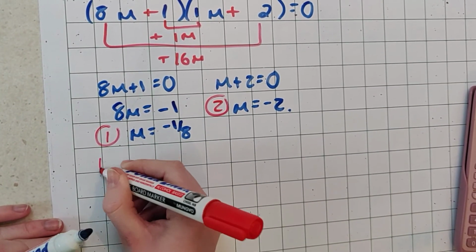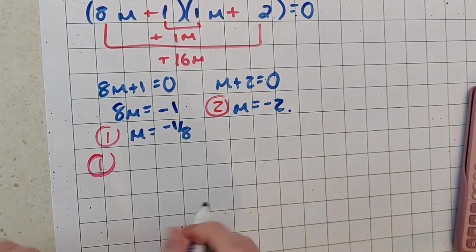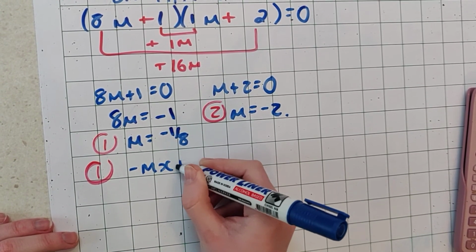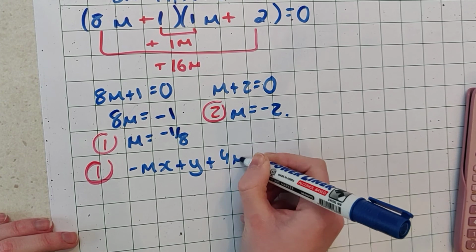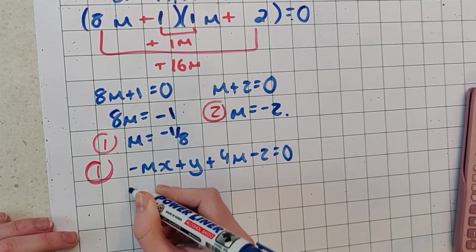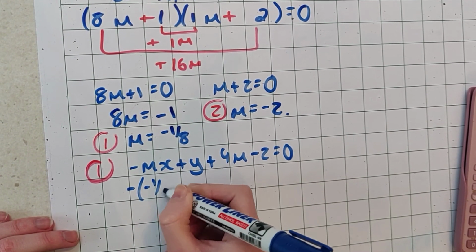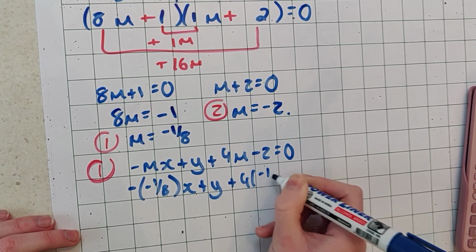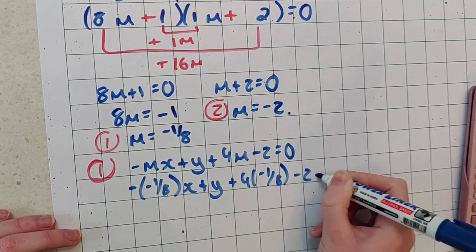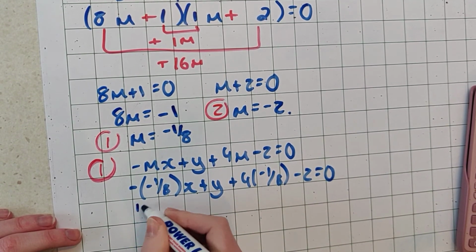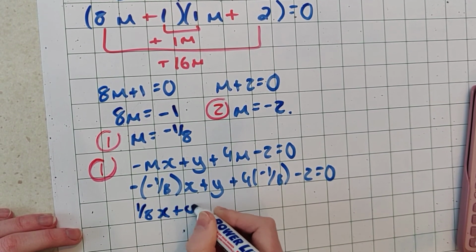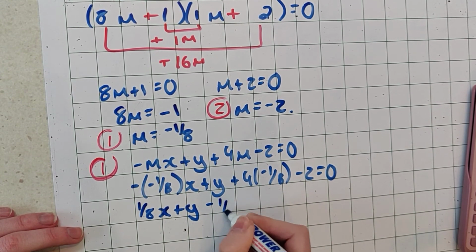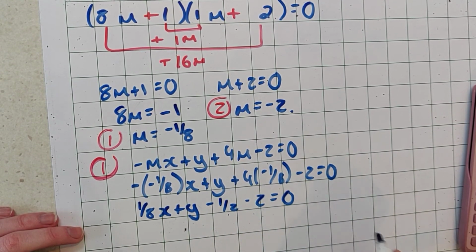So with answer 1 first, when m is equal to minus 1 over 8, I'm using my formula, minus mx plus y plus 4 by m minus 2 is equal to 0. So I have minus by minus 1 over 8, x plus y plus 4 by minus 1 over 8 minus 2 is equal to 0. So I have 1 over 8x plus y minus 4 by 1 over 8 is really minus a half, minus 2 is equal to 0.